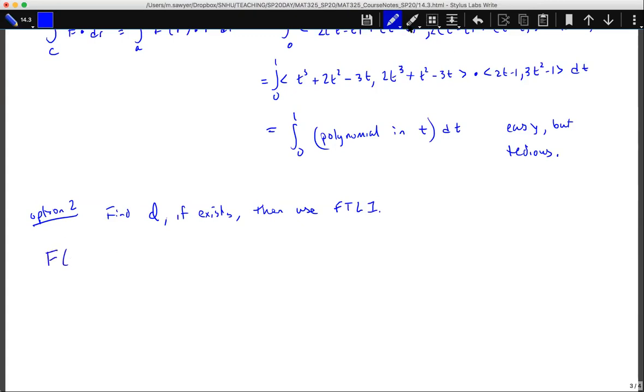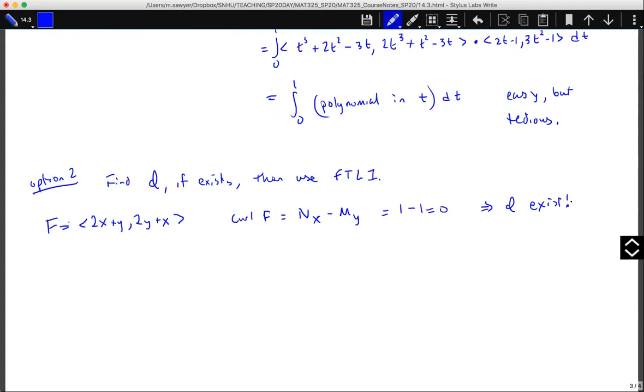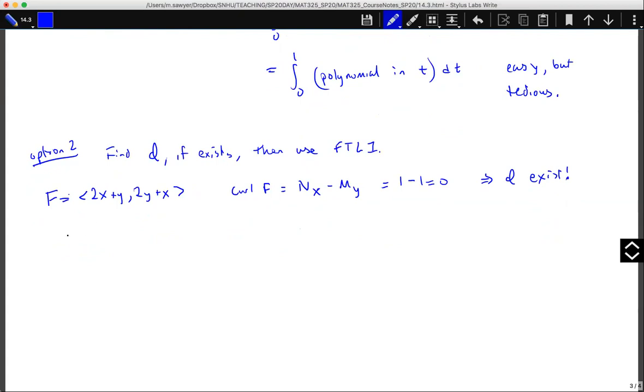So F is equal to the vector field 2x plus y, comma, 2y plus x. And the curl of F, our shorthand, in 2 dimensions is N_x minus M_y. So N_x is equal to 1, M_y is equal to 1, so we get 0. So this means that phi exists. This is a nice check to make sure that we have a potential function before we try to find it.